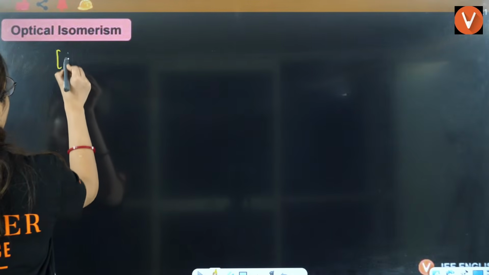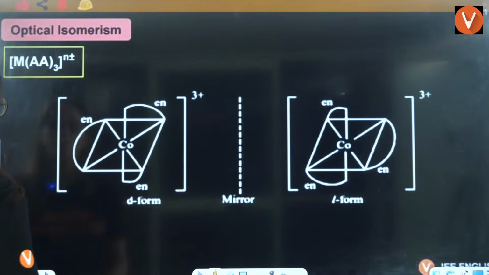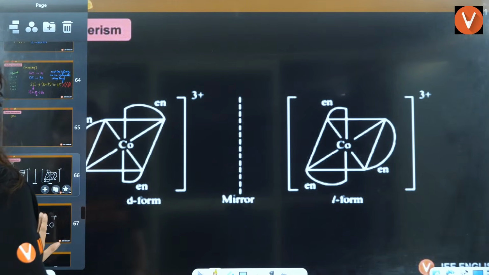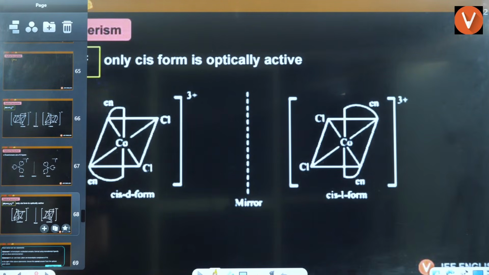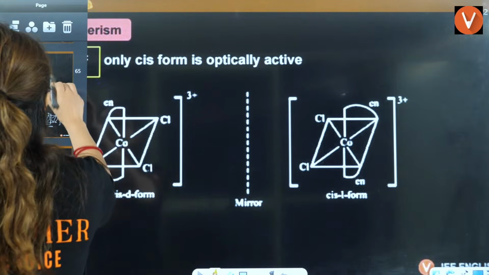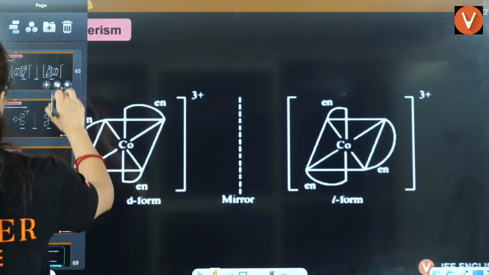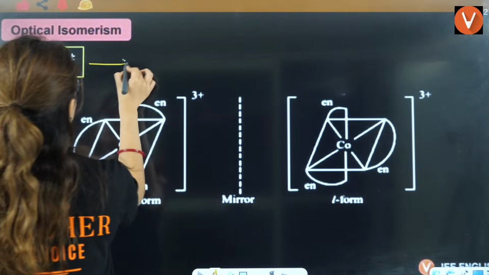Now, I'll ask you 2, 3 more questions. This we have done, AA3, then you have AA, B2C2, then you have AA2B2. So first is MAA3. Let me see if you have all of this. I think we have already done one AA3. Then this is the example. Then AA2B2, this we have written here. Then we have AAB2. Okay, chalo, I'll make this for AAB2. So first is AA thrice.